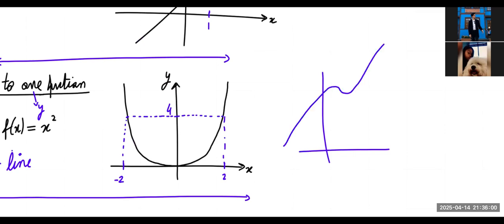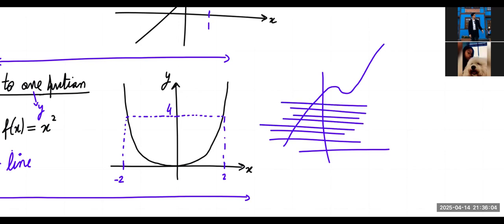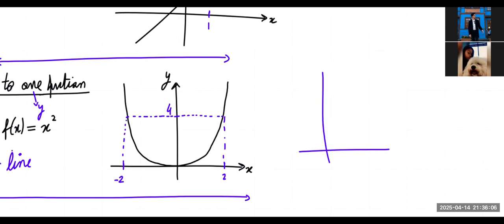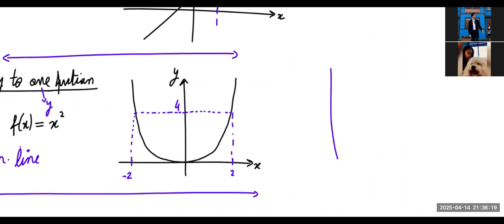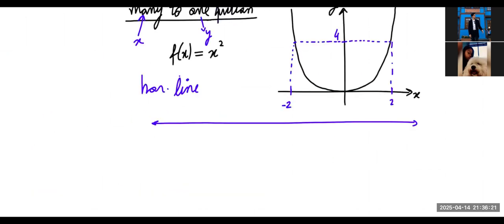is many-to-one. Even though I can make a lot of horizontal lines that don't touch the graph twice, I can make a bunch of them right there, which makes it many-to-one. Just one horizontal line that touches the graph more than once is enough. Got it? Okay. Finally, we have the last case, which is one to many. This is not considered a function.